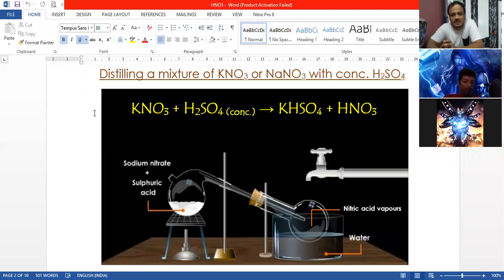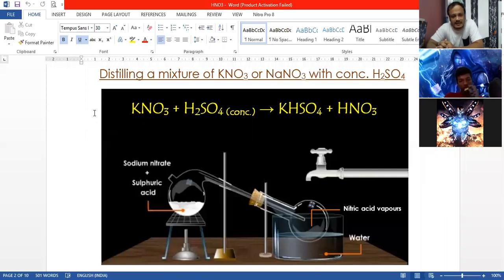This reaction takes place under 200 degrees Celsius. I have not mentioned the temperature over there, but this reaction should be taking place below 200 degrees Celsius, right? You can also swap this KNO3 with NaNO3, that is sodium nitrate.